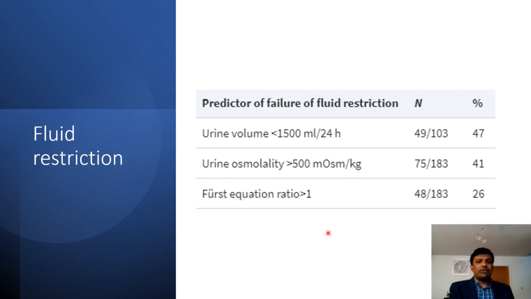So the usual treatment for syndrome of inappropriate ADH is fluid restriction, because they have excess fluid in their body. So you restrict their fluid, thereby trying to improve the sodium levels. But these are the factors which will tell us if the fluid restriction might not be working very well. If they have urine volume less than 1.5 liters, if they have already got very concentrated urine, and the first equation, which I'll come to in the next slide, more than 1, all will predict the failure of fluid restriction. So it might not work always, but it's always worth giving it a try.